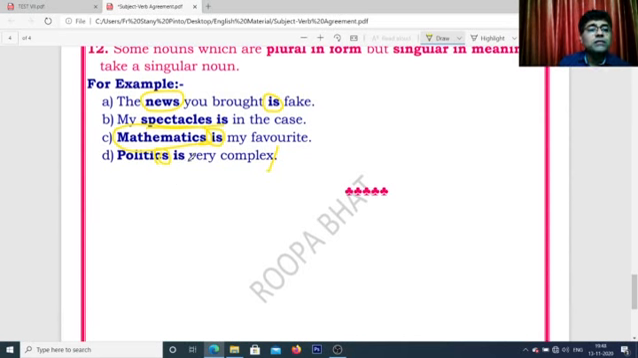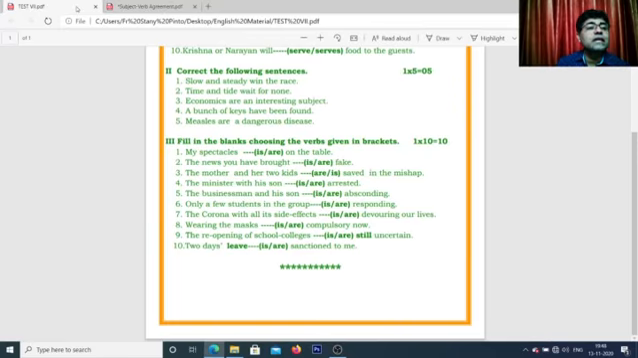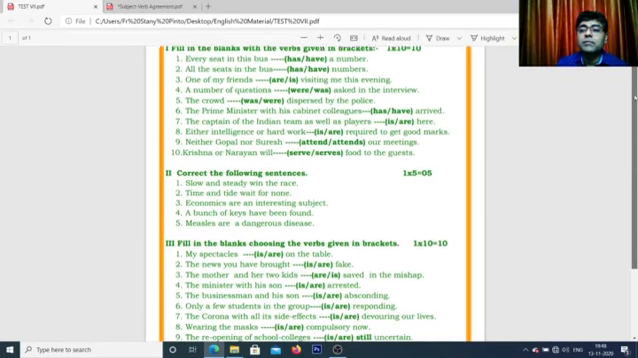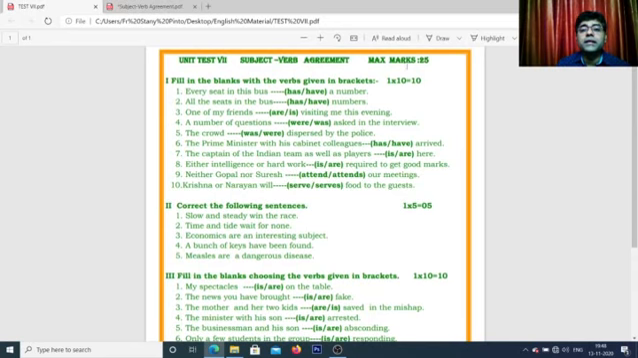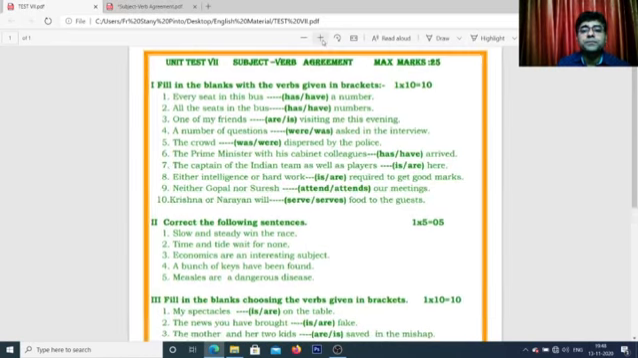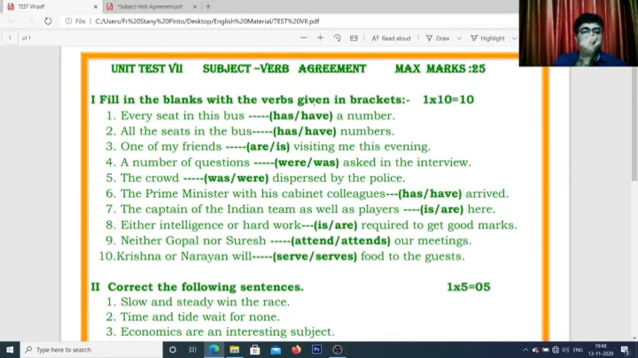Okay, now what shall we do? Now let's take that question paper which was sent to you and try to solve that question paper with the example of the notes that we have studied just now. Let's take this example and I think we will be thorough with subject and verb agreement. Fine. Filling the blanks with the verbs given in bracket. Now all these are on subject and verb agreement. Every seat in this bus dash a number.